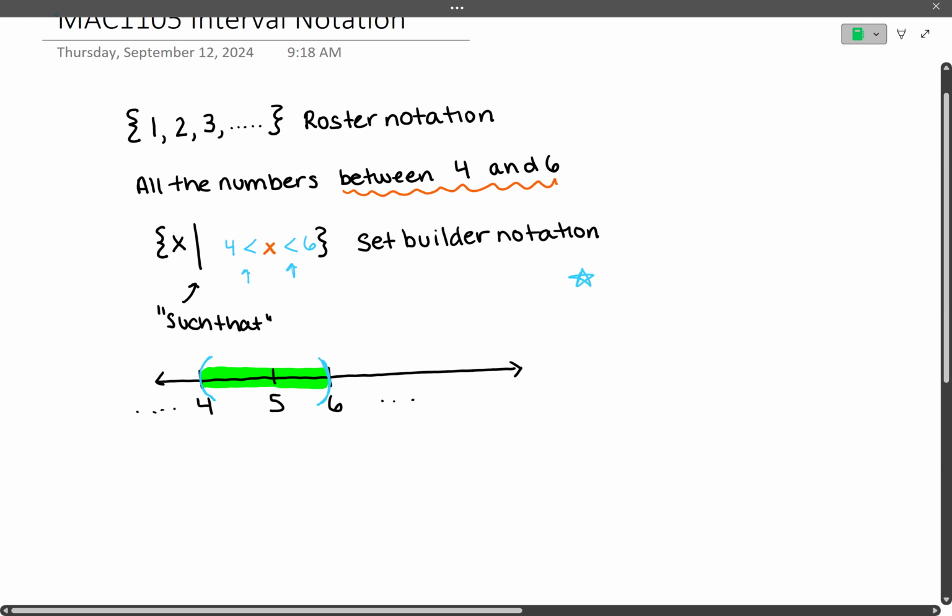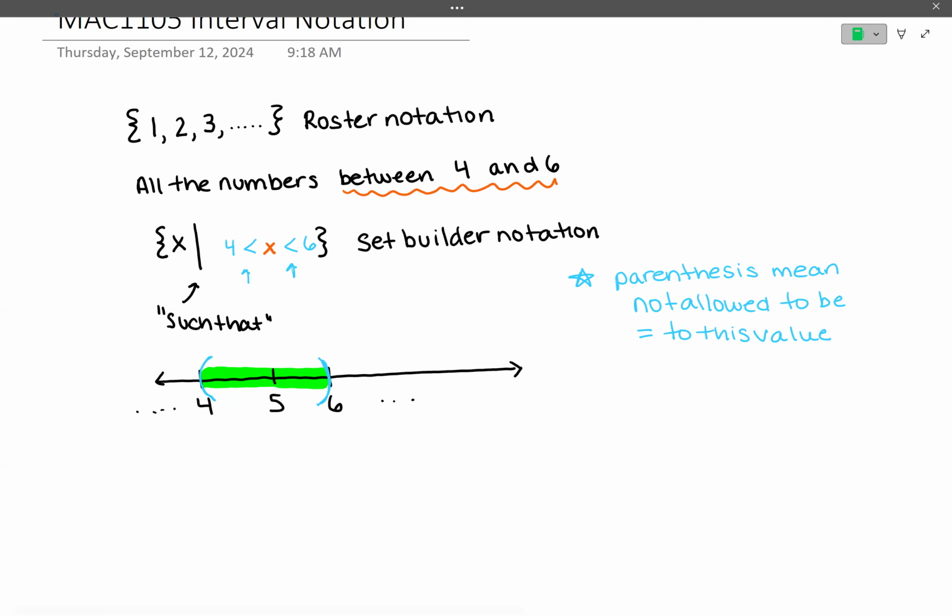So let's note that the parentheses mean not allowed to be equal to this value. So x can be equal to any number in between 4 and 6, but it cannot be equal to 4 and it cannot be equal to 6.